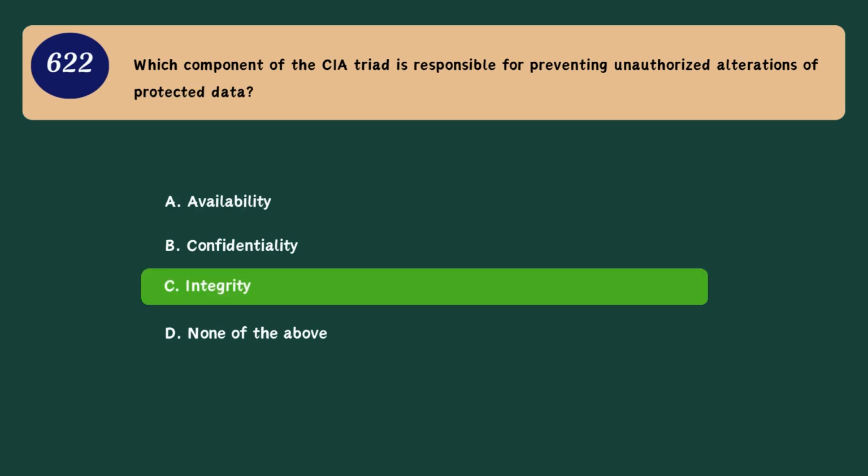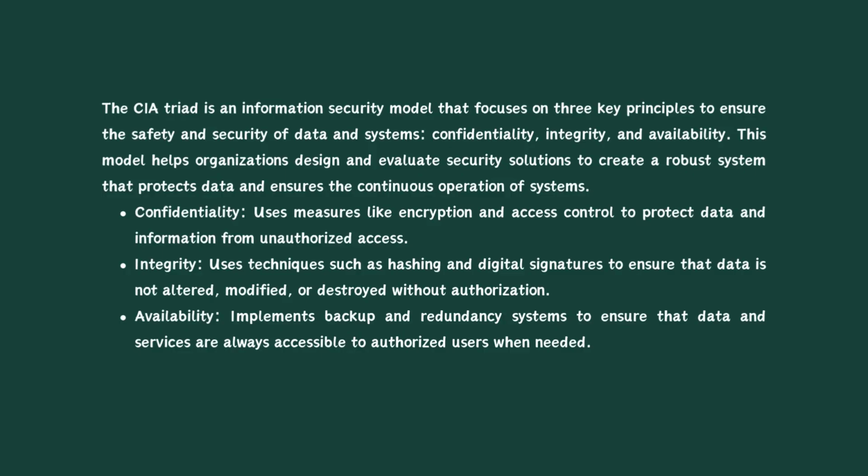Correct answer. C. Integrity. The CIA triad is an information security model that focuses on three key principles to ensure the safety and security of data and systems: confidentiality, integrity, and availability. This model helps organizations design and evaluate security solutions to create a robust system that protects data and ensures the continuous operation of systems.